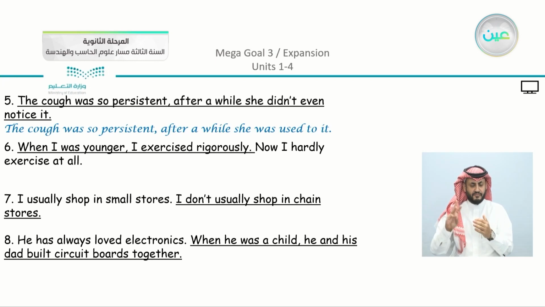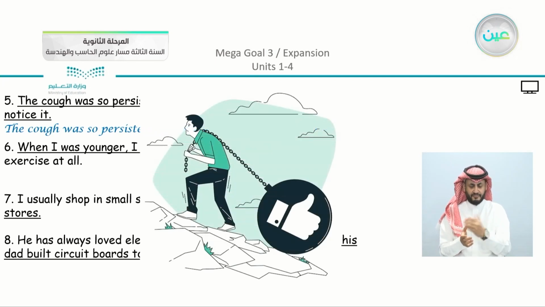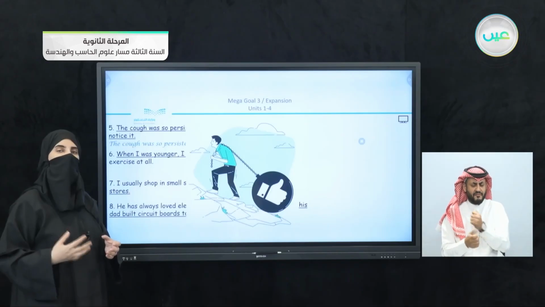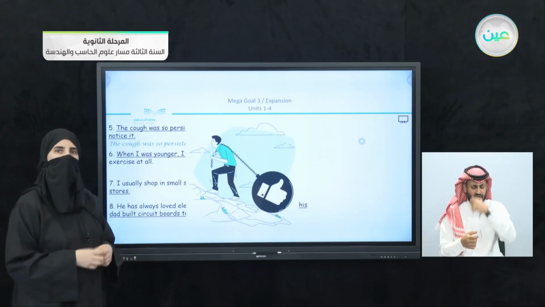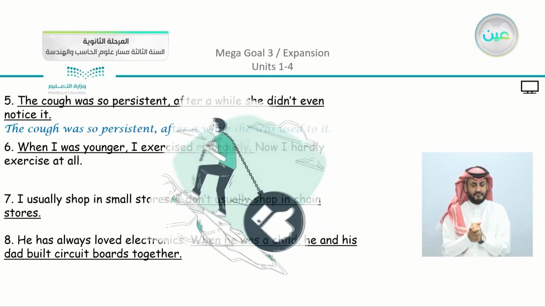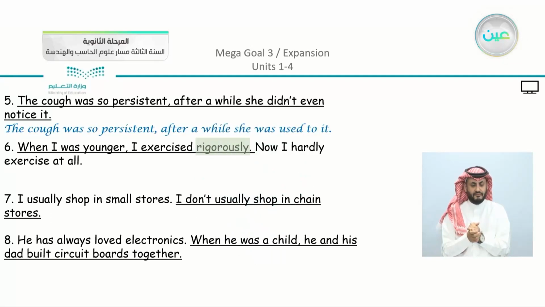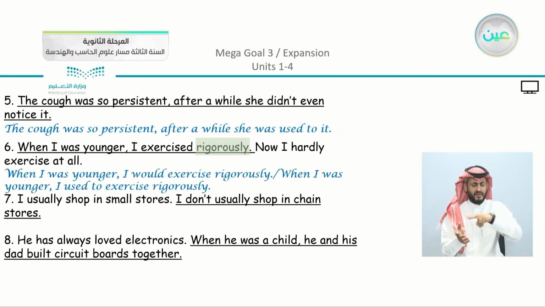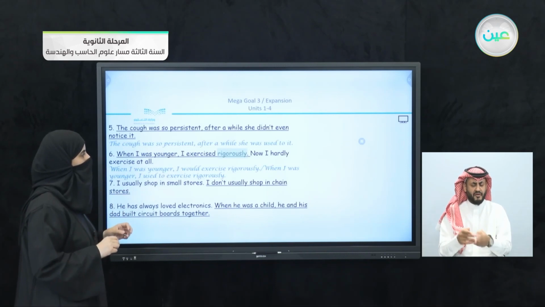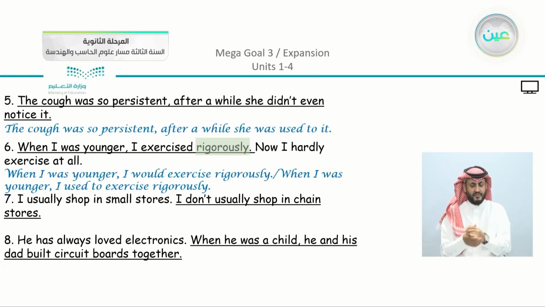When I was younger, I exercised rigorously. Do you remember the word rigorous? It is one word that we took in Unit 3 when we said that something is hard or difficult, or we can also describe someone to be strict or rigorous. Now I hardly exercise, so I'm going to focus on the underlined part. I can change it into, when I was younger, I would exercise rigorously, or I can say, when I was younger, I used to exercise rigorously.